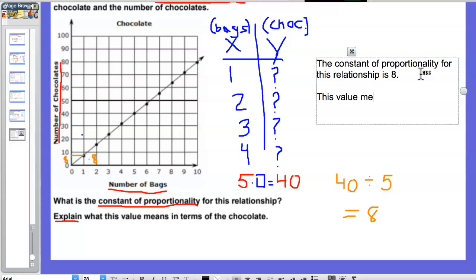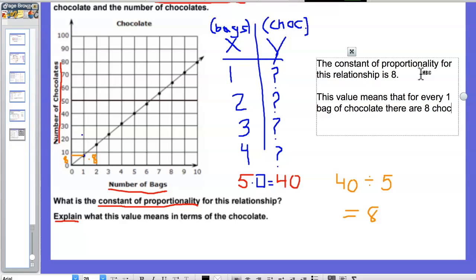This value means, this is my explanation, that for every 1 bag of chocolate, there are 8 chocolates. Right, if we look at the graph, for every 1, here's the 1 bag of chocolate, there are 8 chocolates. That is the meaning of the constant of proportionality.